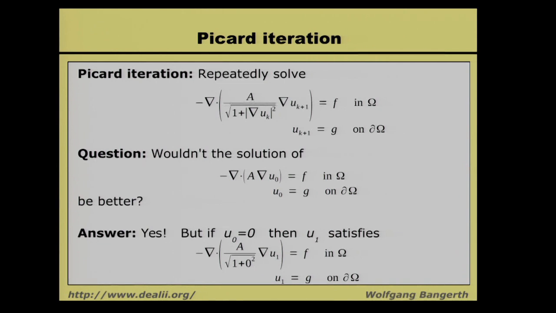So starting from u0 equals 0 just leads to one extra iteration compared to starting with this. But of course, this here would have required me to solve a Laplace equation. So in the end, I don't win anything. Okay.